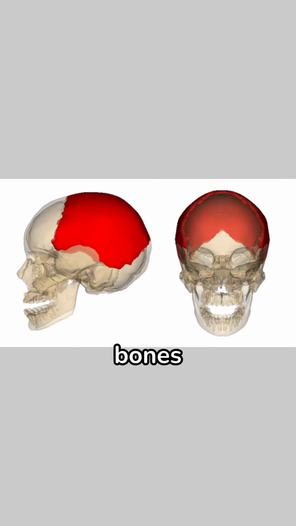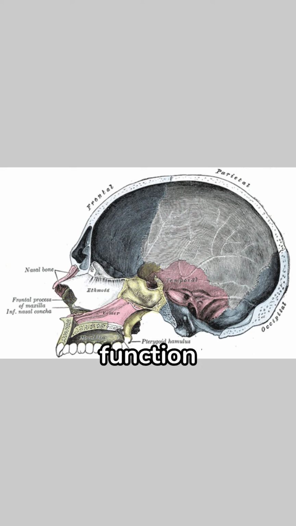The parietal bones meet at the midline of the skull, forming the sagittal suture, and they articulate with the frontal bone, temporal bones, occipital bone, and sphenoid bone. The primary function of the parietal bones is to protect the brain, particularly the parietal lobe. They also provide attachment sites for muscles involved in head movement and help to support the structure of the skull.